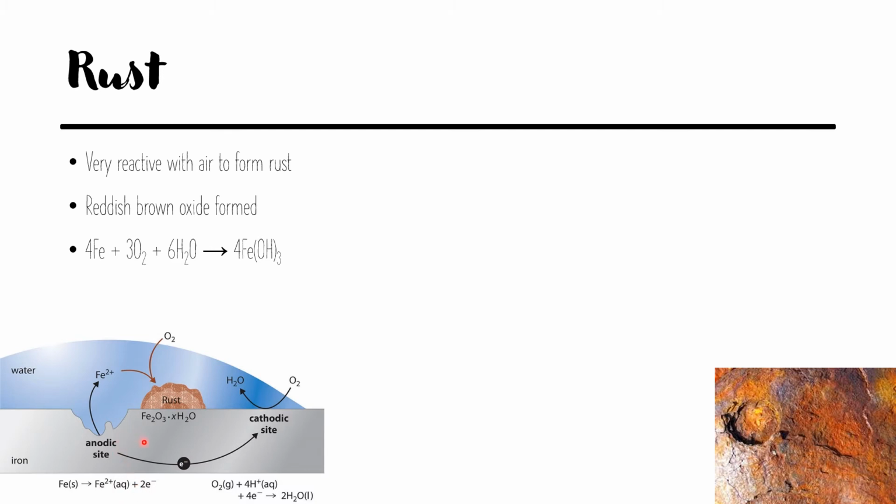Now these 2 electrons get transferred here, and oxygen in gaseous form plus 4 hydrogen ions plus 4 electrons forms water. So this water goes here, this oxygen is also here, and the iron is also here. So iron, oxygen and water, H2O, react to form Fe2O3·xH2O, that is rust. This is how we get rust, which looks like this.